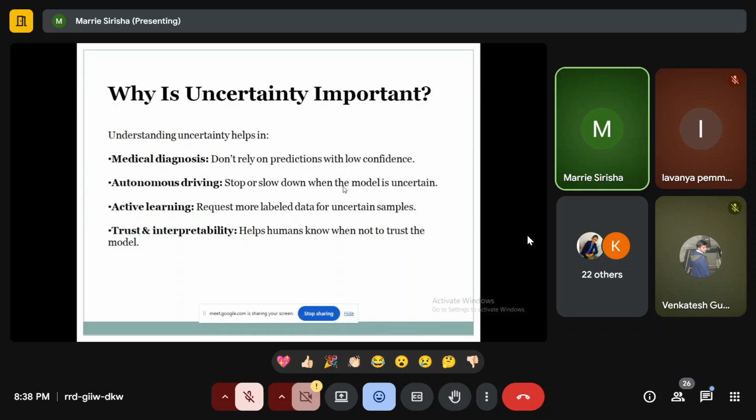The doctor will fail, obviously, right? So we don't rely on the predictions which have low confidence. So it will fail if it has model uncertainty.